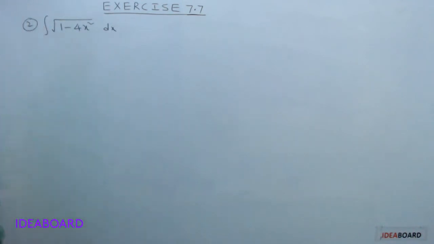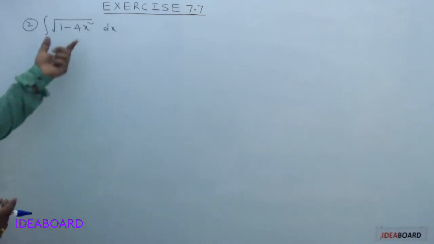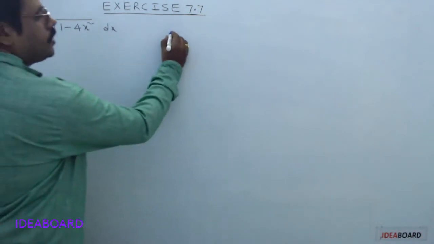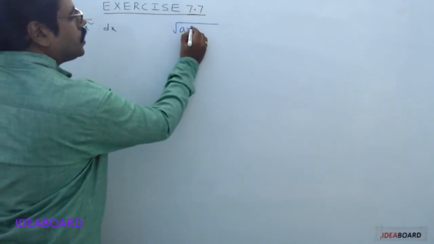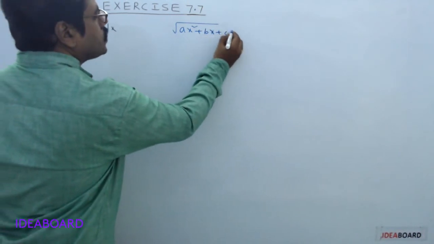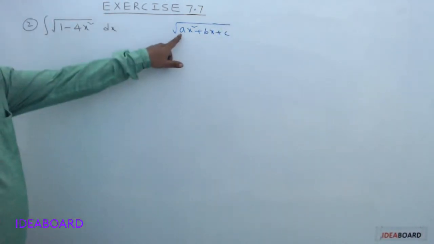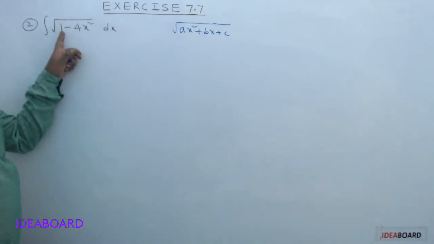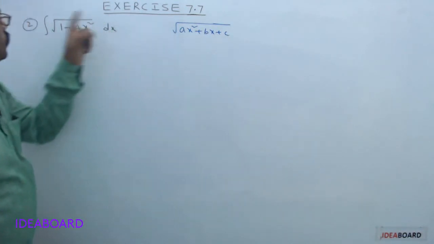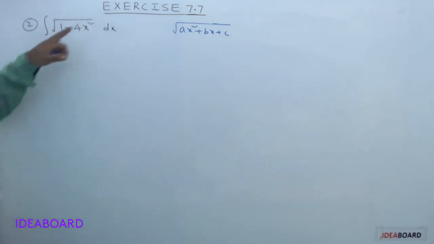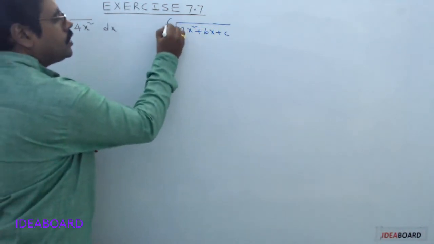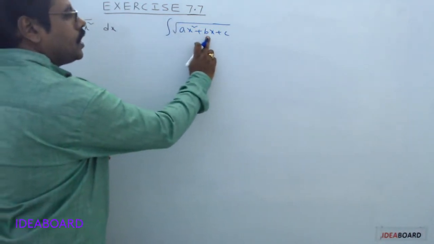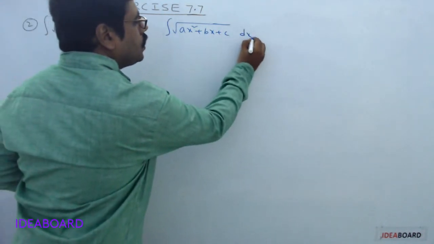Now come to the next problem. Integral square root of 1 minus 4x square dx. Now here this integrand is of the form square root of ax square plus bx plus c. Here a value is minus 4, b value is 0 because the x term is not there, c value is 1. So your given problem is of the form integral square root of ax square plus bx plus c dx.